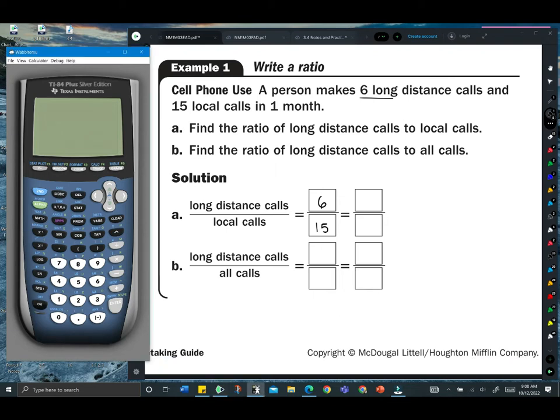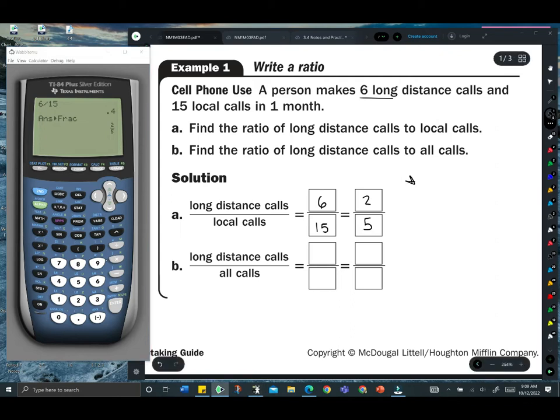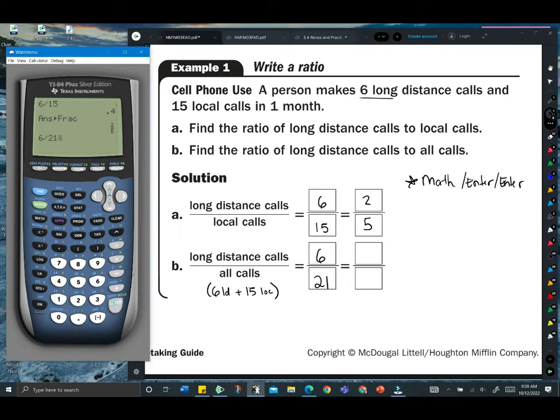So if you type in your calculator, here's a little trick, 6 divided by 15, and you go to math, enter, that is going to reduce the fraction for you. So use the calculator trick, math, enter, to quickly reduce fractions. Now, long distance calls to all calls, we need to think there are 6 long distance calls. Now, how many total calls are there? There are the 6 long distance plus the 15 local, which means there's a total of 21 calls, or 6 divided by 21 is going to give us another reduced fraction, 2/7.